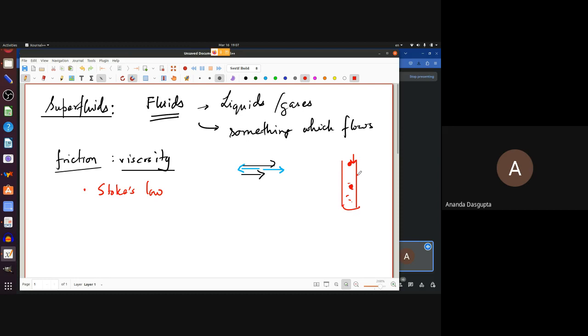But where exactly does viscosity come in this? Because after all, viscosity is friction between layers of fluids which are moving with respect to each other. Here, in this experiment at least, what you see is a ball which is moving through liquid, right? So why is there viscosity? Which is, remember, a liquid to liquid phenomenon. Yes?